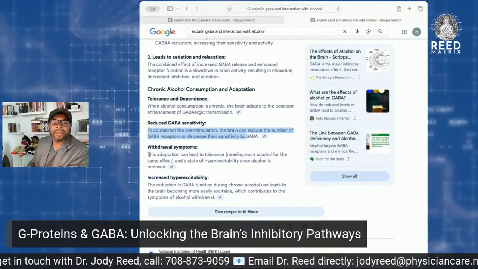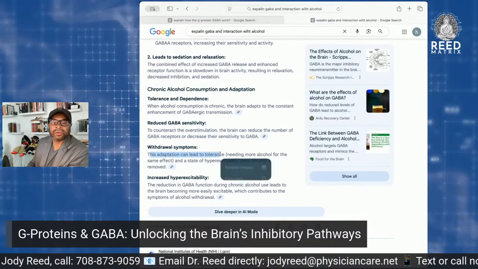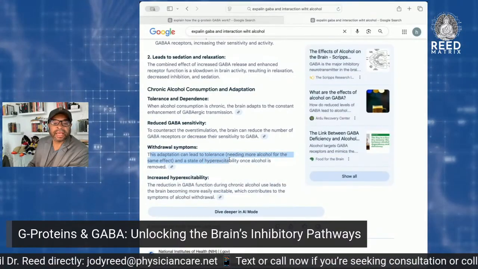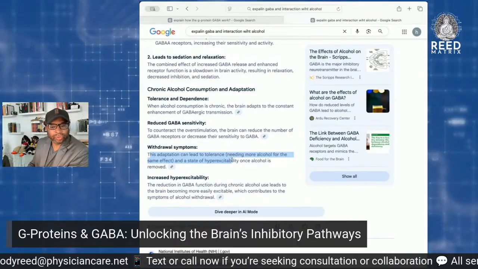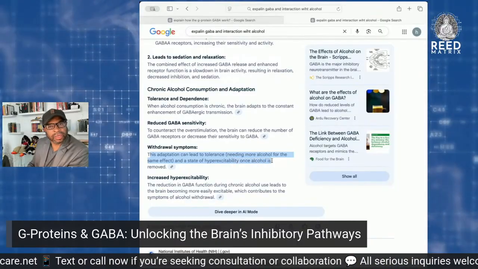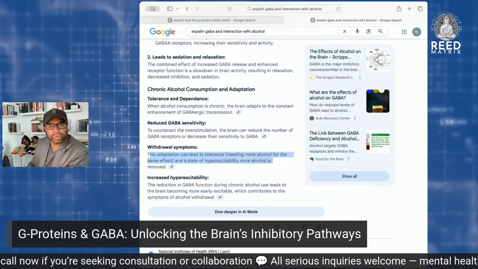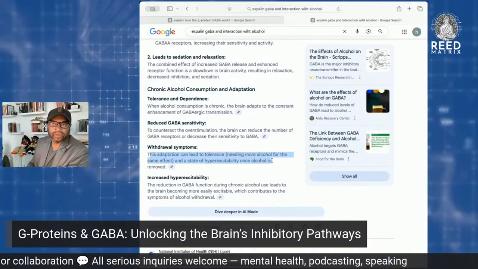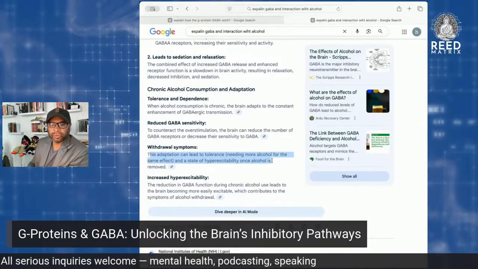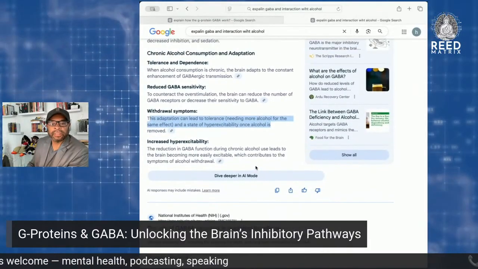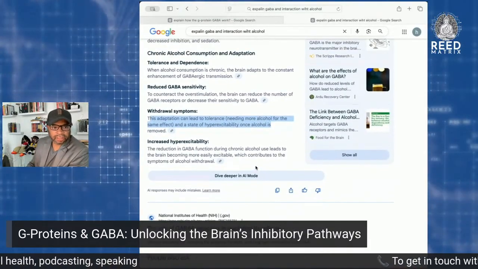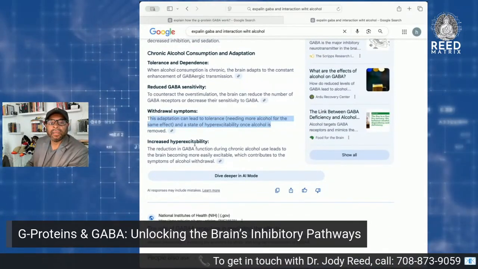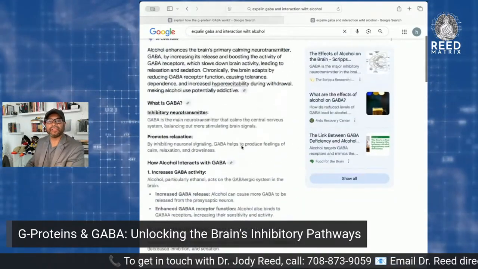Withdrawal symptoms. This adaptation can lead to tolerance, needing more alcohol for the same effect, and a state of hyperexcitability once the alcohol is removed, because you've downregulated a significant number of the GABAergic receptors. So now there's an imbalance between glutamate receptors, which are excitatory, and GABAergic receptors, which are inhibitory. So we need to, at times, give medications to prop up the activity of GABA. Okay, I think that's it there.